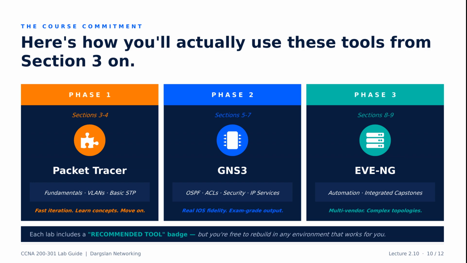And to make that choice easier, here's how the rest of the course actually uses all three. In Phase 1, Sections 3 and 4, you're in Packet Tracer for fundamentals, VLANs, and basic STP. Fast iteration while concepts are still forming. Phase 2, Sections 5 through 7, shifts you into GNS3 for OSPF, ACLs, security, and IP services, where real IOS output starts to matter. Then Phase 3, Sections 8 and 9, moves to EVE-NG for automation and the integrated capstones. Every lab carries a recommended badge, but if you'd rather rebuild it elsewhere, go right ahead.